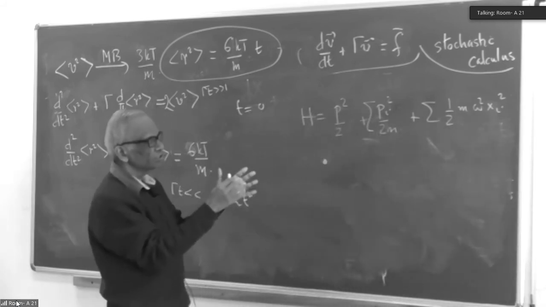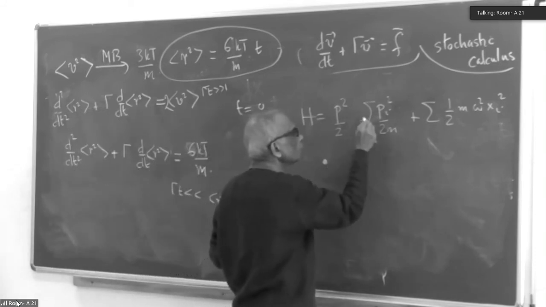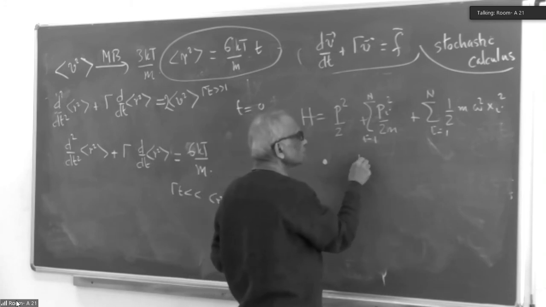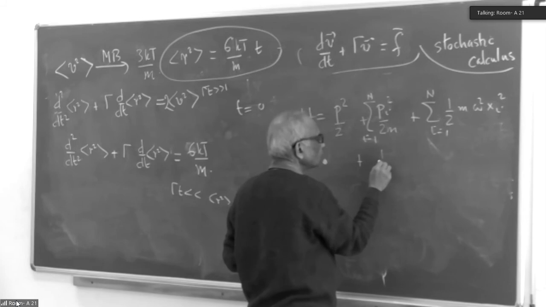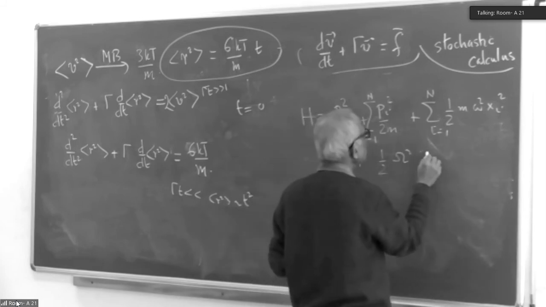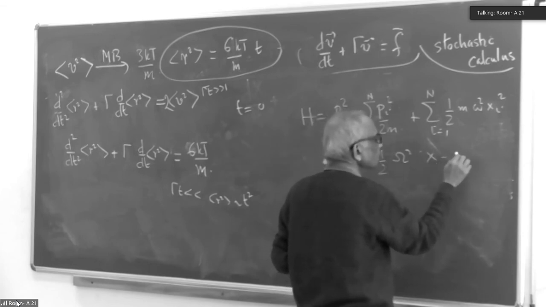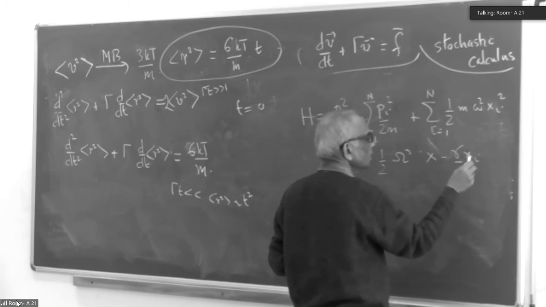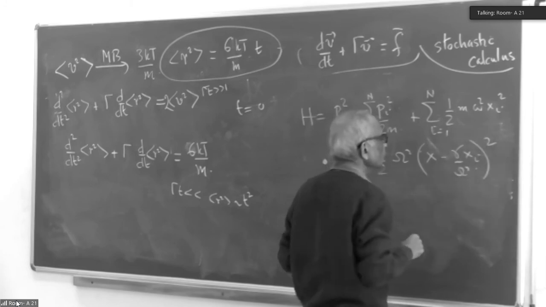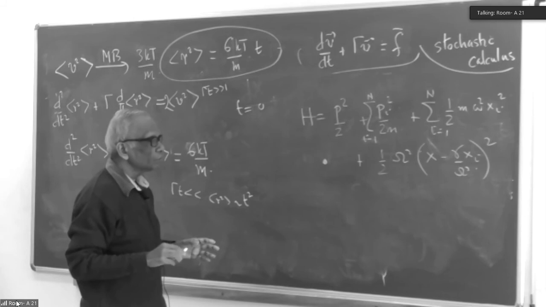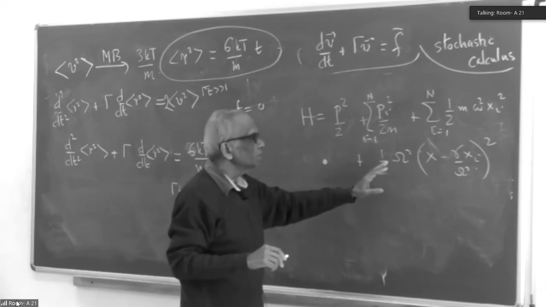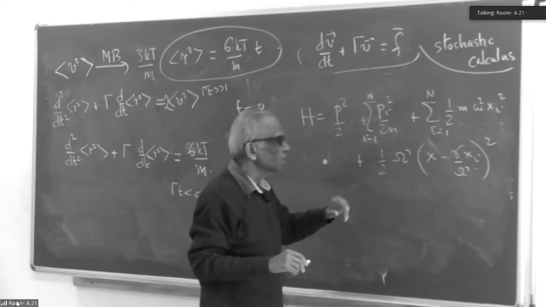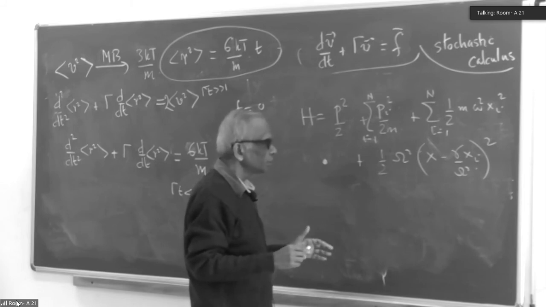Here is the heat bath, which is a summation over i equal to 1 to n. And then there is this interaction term, which is, say, a half omega square, and then it is x, which is this coordinate, minus a suitably chosen coefficient gamma over omega square times xi, all squared. So that's the Hamiltonian, quadratic all through. Here is the bath variable. Here, rather, is the characteristic frequency of the x variable, and they are coupled.